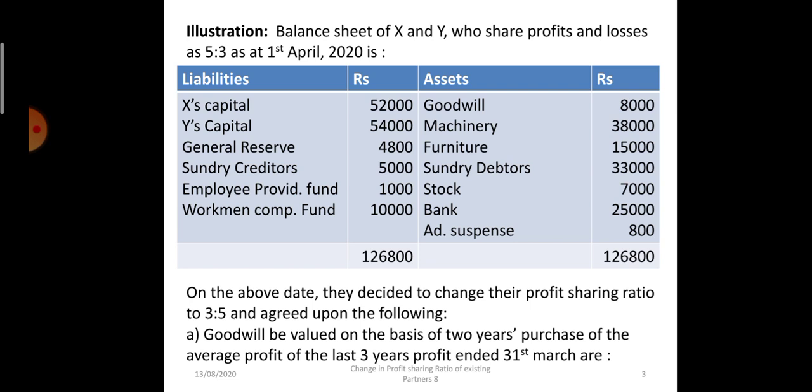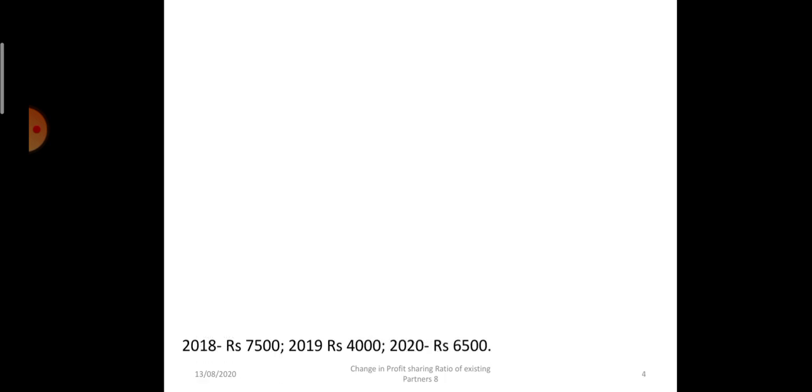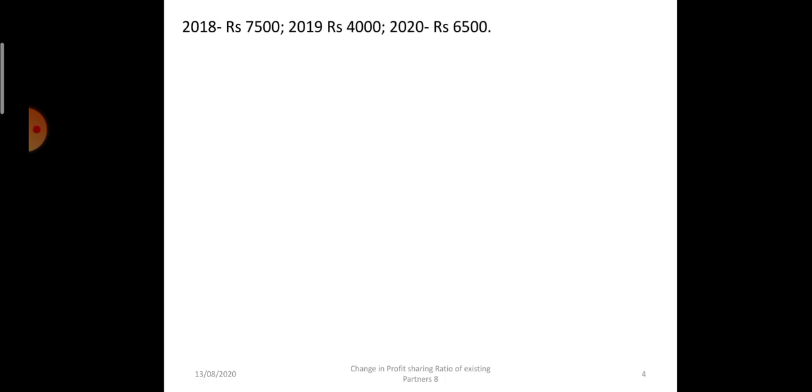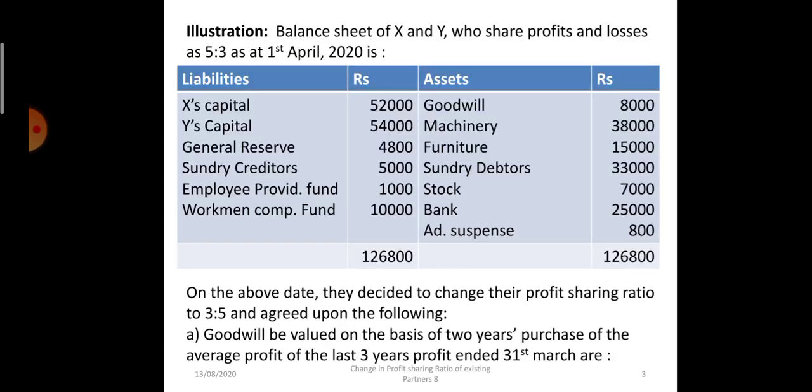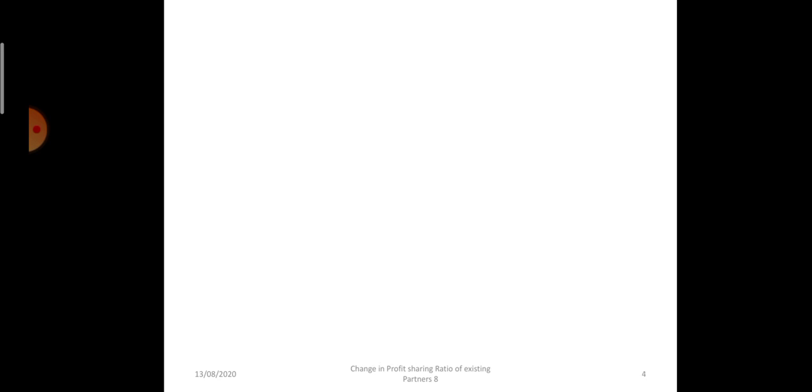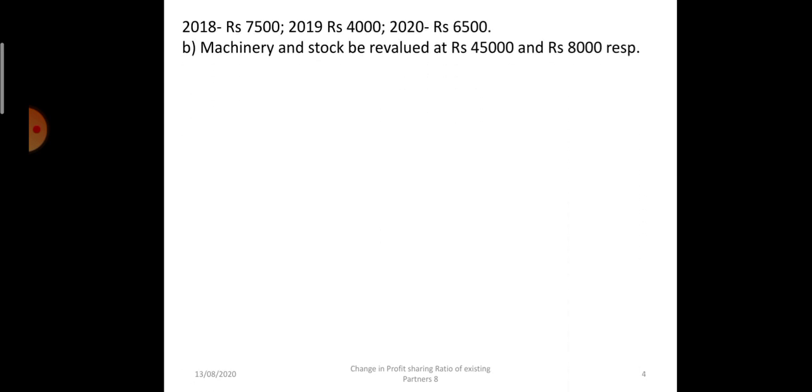Goodwill is to be valued on the basis of 2-year purchase of average profit of the last 3 years, which is given on the next page. So the 3 years' profits are 7,500, 4,000 and 6,500. Next adjustment is that machinery and stock are to be revalued. Earlier machine was appearing at 38 and stock at 7,000. Now machine will be increased by 7,000 and stock will be increased by 1,000 gain. So it will be credited to the revaluation account.